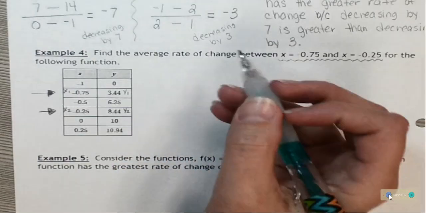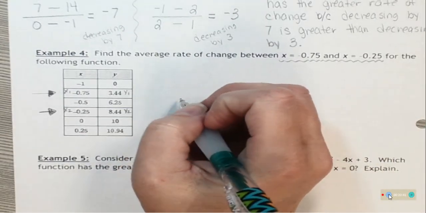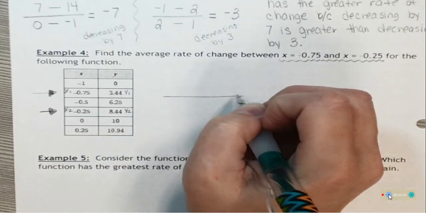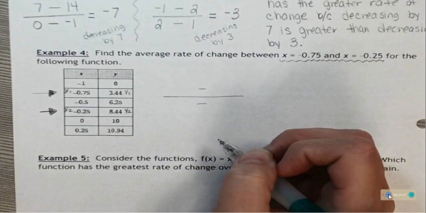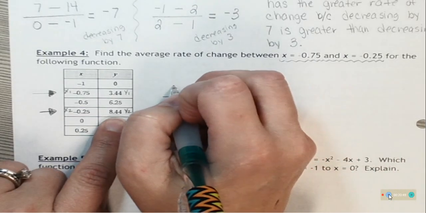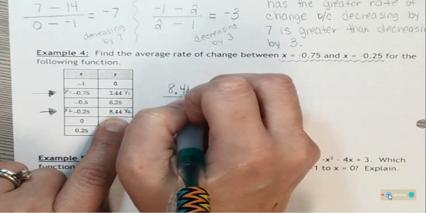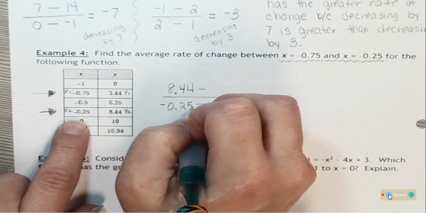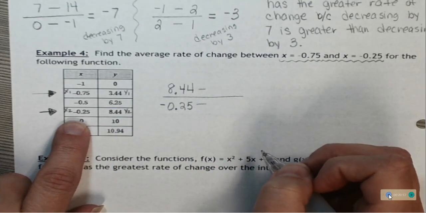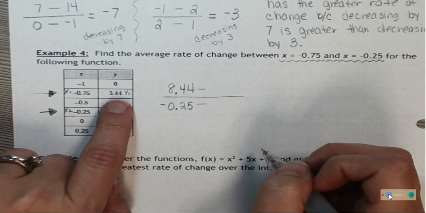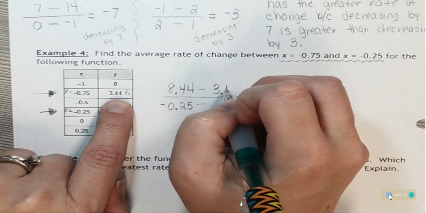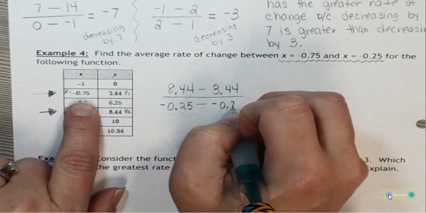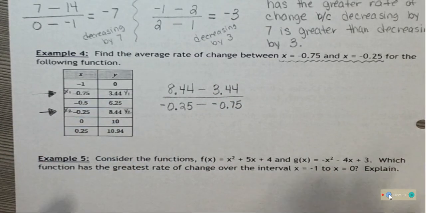So I need rate of change. Rate of change, I find that by finding the slope between these 2 points. It's a big fraction with subtraction. y2 is 8.44 and its x is negative 0.25. I write it up under it. y1 is 3.44 and its x is negative 0.75 and I write it up under it.